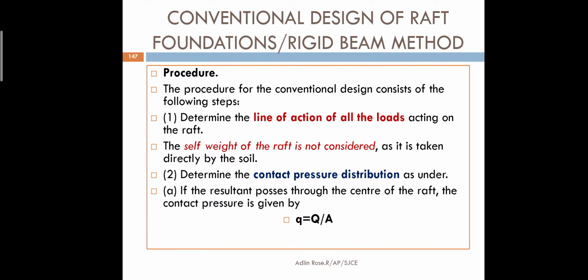To find contact pressure, two cases may happen. One is there is no eccentricity. Second case is with eccentricity. First, without eccentricity of loads, the load will be acting exactly at the center of the raft. The total load will be acting at the center of the raft, because that is the assumption made in the conventional design method. Then the pressure is equal to resultant load by area of the mat.